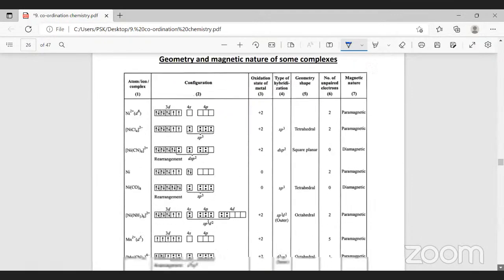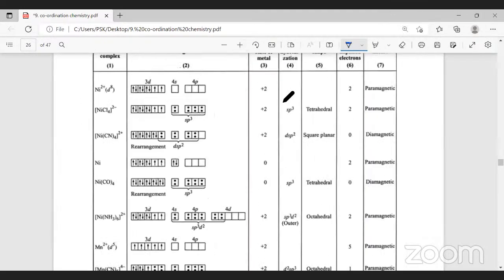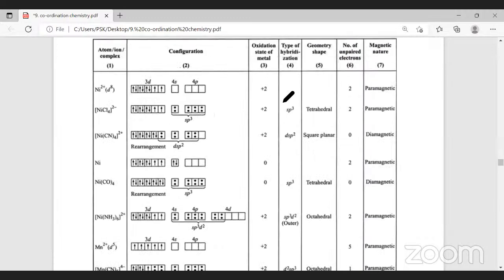Now you see, these are the complexes. In your 12th standard, whatever complexes are there, we learned. Now other complexes you should know in order to work for competitive exams. See Nickel 2+, these are all nickel complexes. Nickel 2+ is a d8 system. That means we have 8 electrons in the d orbital. I have shown you in writing, and 4s and 4p are the higher orbitals.